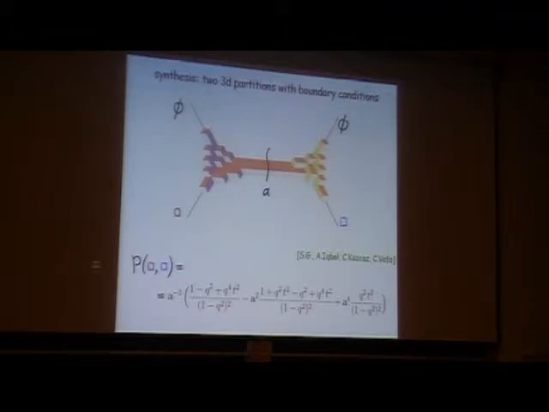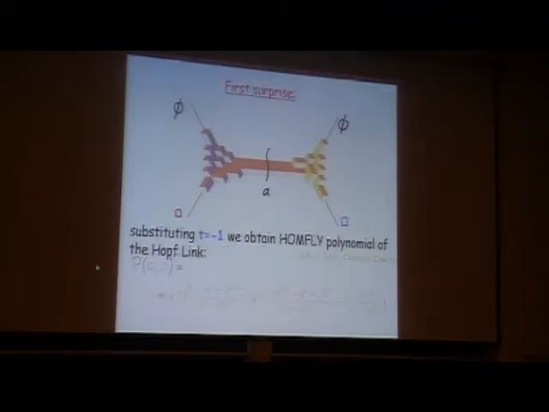But here is the first surprise. If you take this function of three variables, A, Q, and T, and specialize to T equals minus one, what you obtain is the HOMFLY polynomial of a Hopf link. So this is the standard expression for a polynomial invariant, which I'll remind you of in a moment, which is obtained by simply specializing the previous answer to the value T equals minus one.